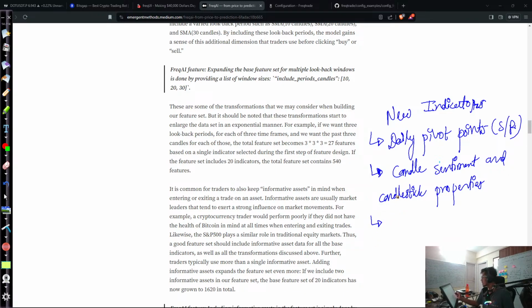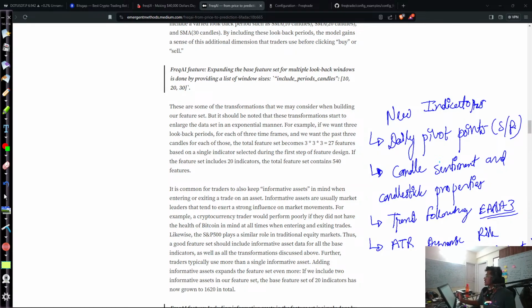What else did we do? We did a trend following system with the EMA 3 system that we talked about. We had ATR stop loss, a dynamic ATR for risk management. That's your feature. What else? Candlestick patterns, that's your feature.